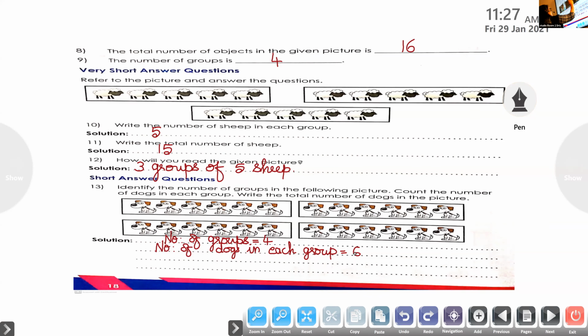Now next one. What should be the last statement here? Total number of dogs. Yes. Good. Total dogs is equal to, which number is to be repeated and how many times? 6 is to be repeated 4 times. Good. So 6 plus 6 plus 6 plus 6. 4 times 6 is to be repeated. Good, dear.